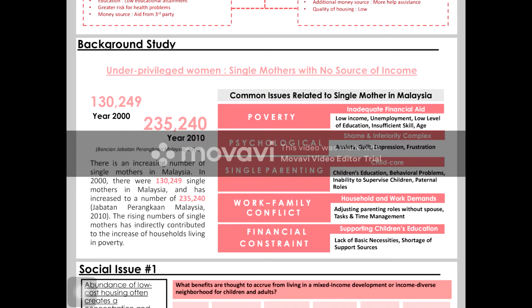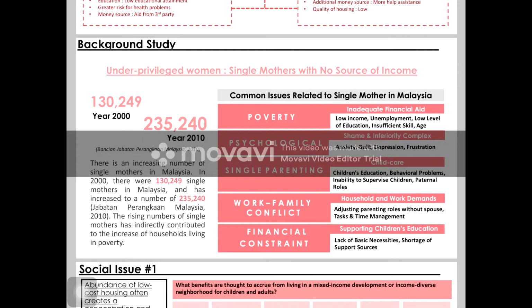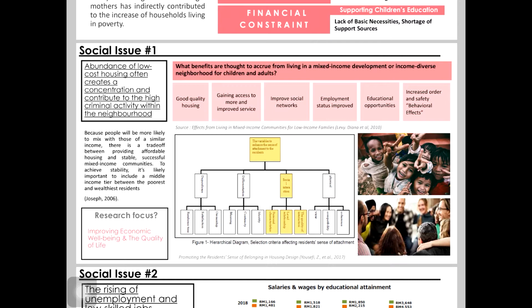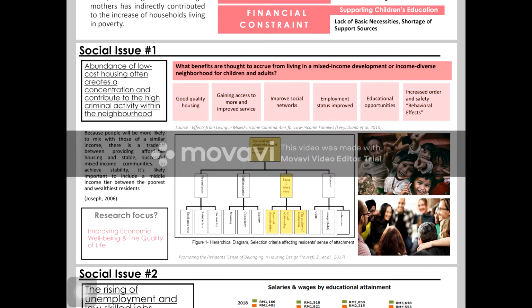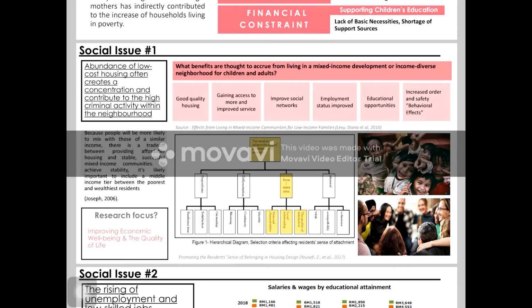This is the statistic of single mothers from the year 2000 until 2010, because single mothers are also categorized as underprivileged women. Based on the research that I've done, I have compiled three social issues and architectural issues that relate to my design. My social issue number 1 is that the abundance of low-cost housing often creates a concentration of poverty. This segregation creates another social problem, an unhealthy territory to be in, especially for underprivileged women who are recovering from traumatic events.